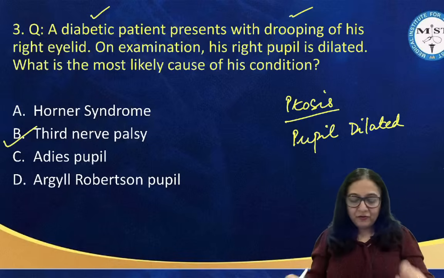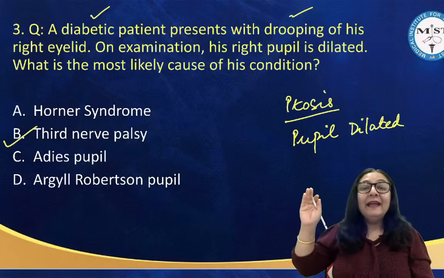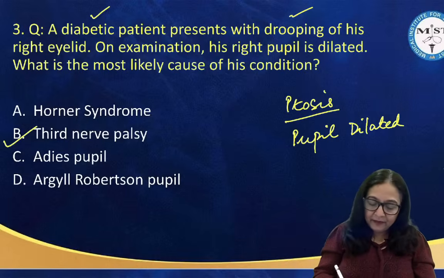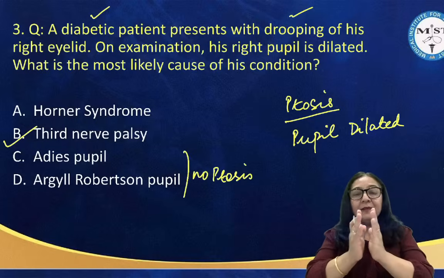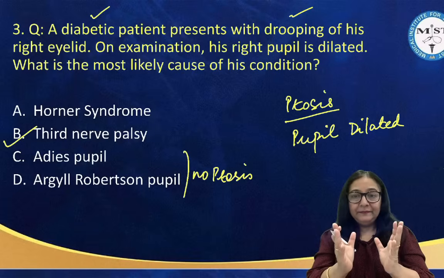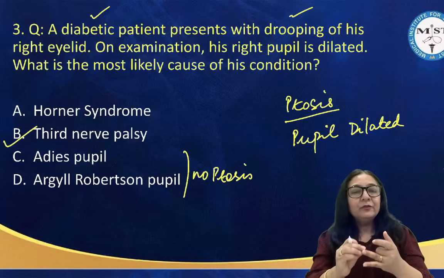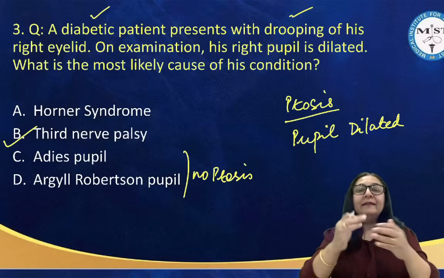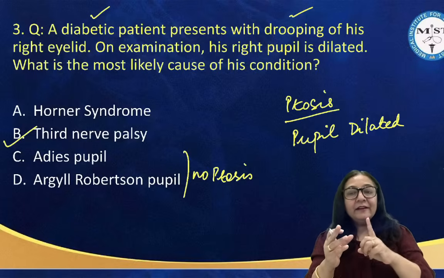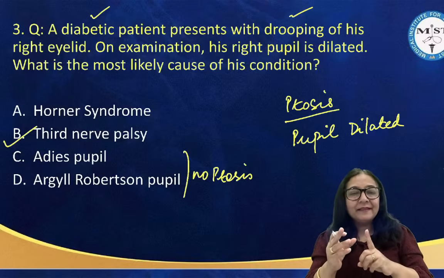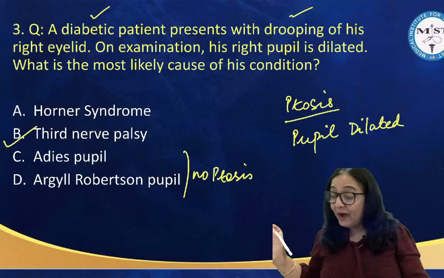So in Horner syndrome there will be mild ptosis and meiosis. In Adie's pupil and Argyll-Robertson pupil, there is no ptosis. In Adie's pupil, the pupils are tonic. They are dilated, difficult to constrict, difficult to dilate. In Argyll-Robertson pupil, it is light-near dissociation. The pupil reacts to near reflex, accommodation reflex is present, but light reflex is absent. There is no ptosis. So, are we clear over here?